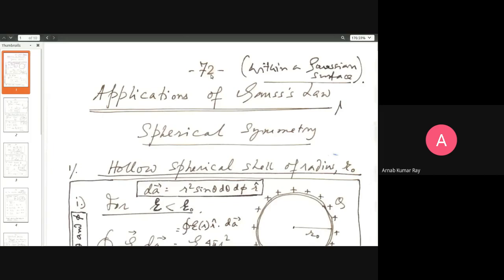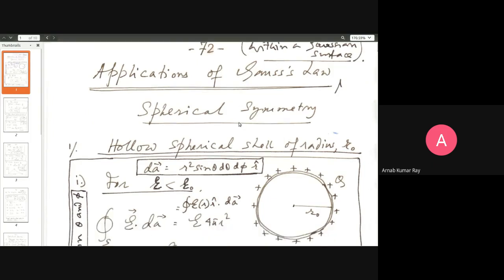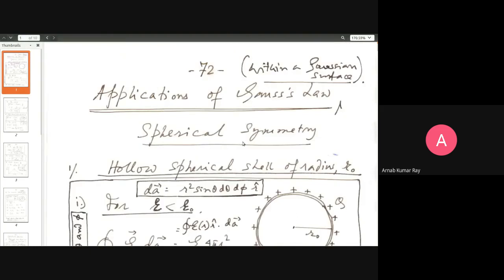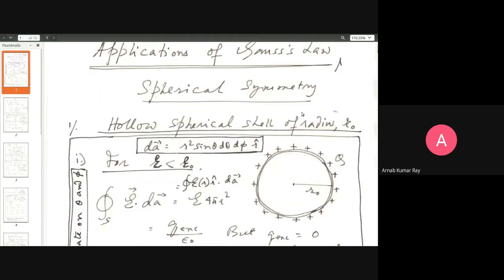to discuss certain topics pertaining to symmetries with respect to Gauss's law. So there are three basic symmetries that we shall take up, namely the spherical symmetry, the cylindrical symmetry, and the plane symmetry. In each of these, there are some basic, simple applications of Gauss's law. So I shall be talking about that. So let us see. The first topic that I shall take up today is spherical symmetry, how you apply Gauss's law within a Gaussian surface.